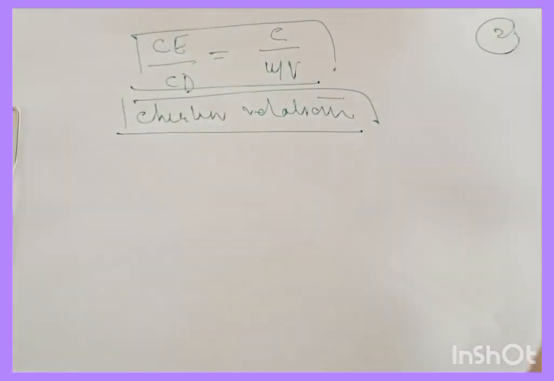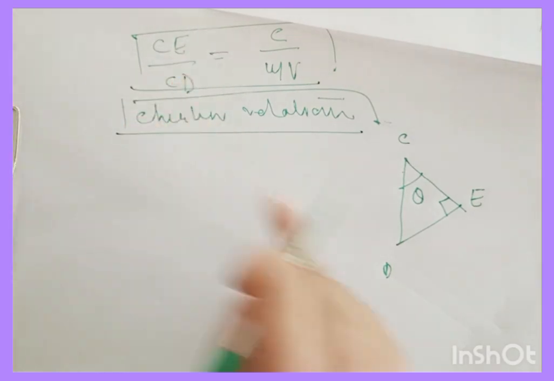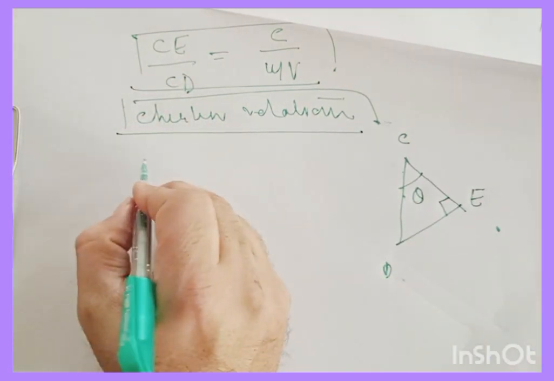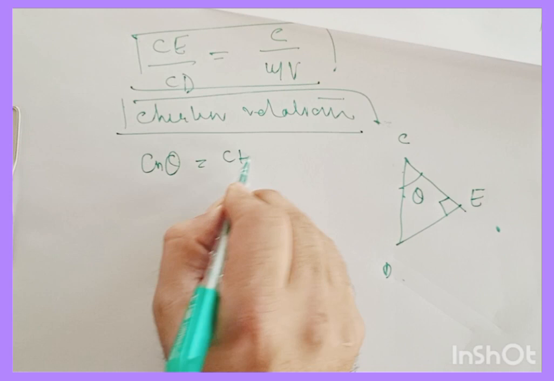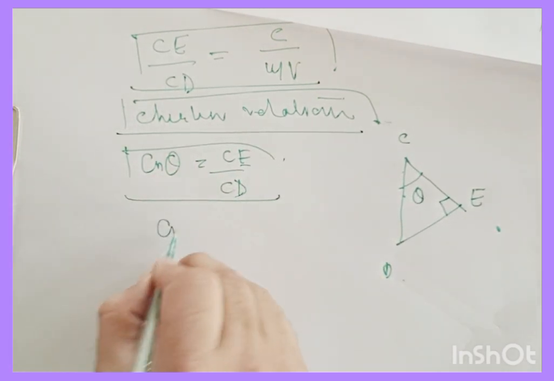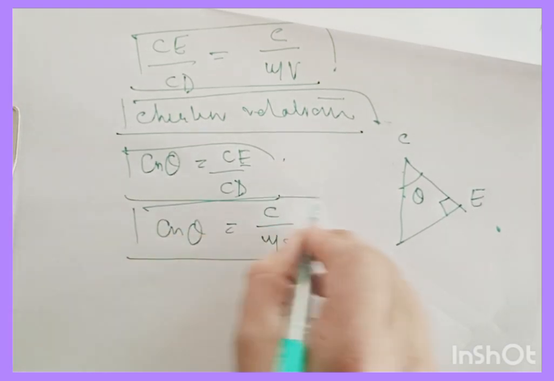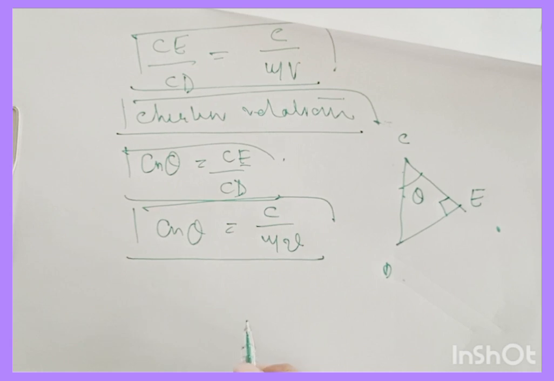We can think of this triangle that we have. It's something like this, and this is 90. This is theta. Now this is C, this is D, and this is E. Now this CE by CD is simply cos theta. So what does that mean? That means cos theta is equal to C by mu V. I can write like this. There's nothing wrong with it.